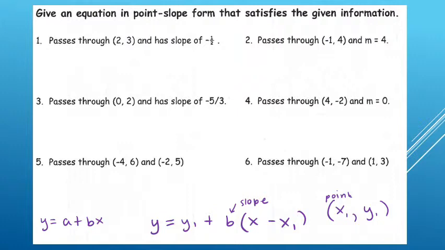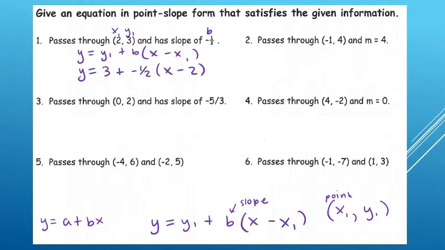So if I want to write point slope form, again, it's probably good practice just to practice writing that formula. So y equals y1 plus b times x minus x1. And you want to label the coordinates of your point. So here I have x1, y1 for my point 2, 3, and it has a slope of -1/2. So again, that means my b value is -1/2. So again, I'm going to write this out. y equals 3 plus -1/2 times x minus 2 when I substitute everything in.